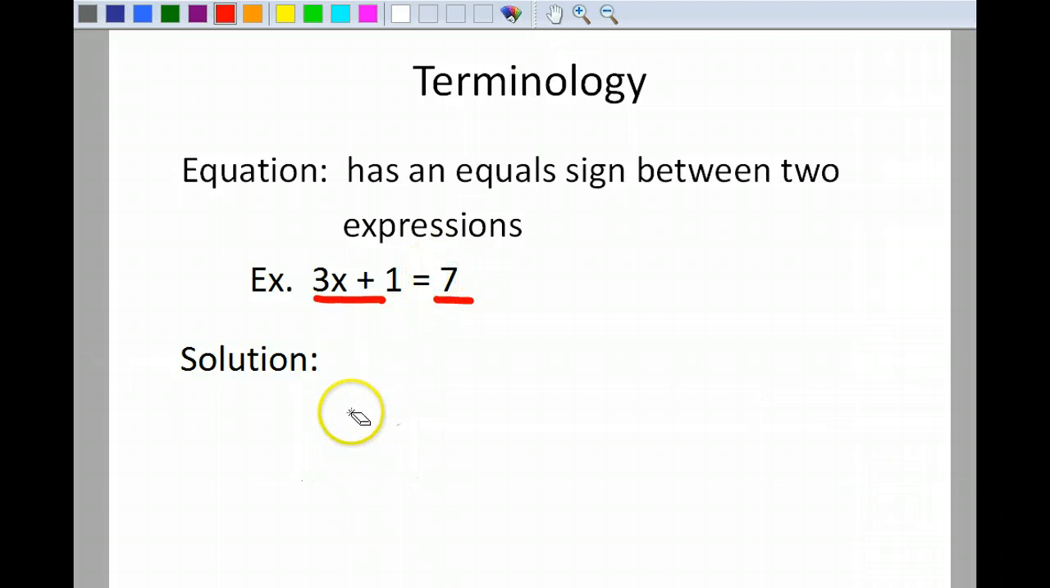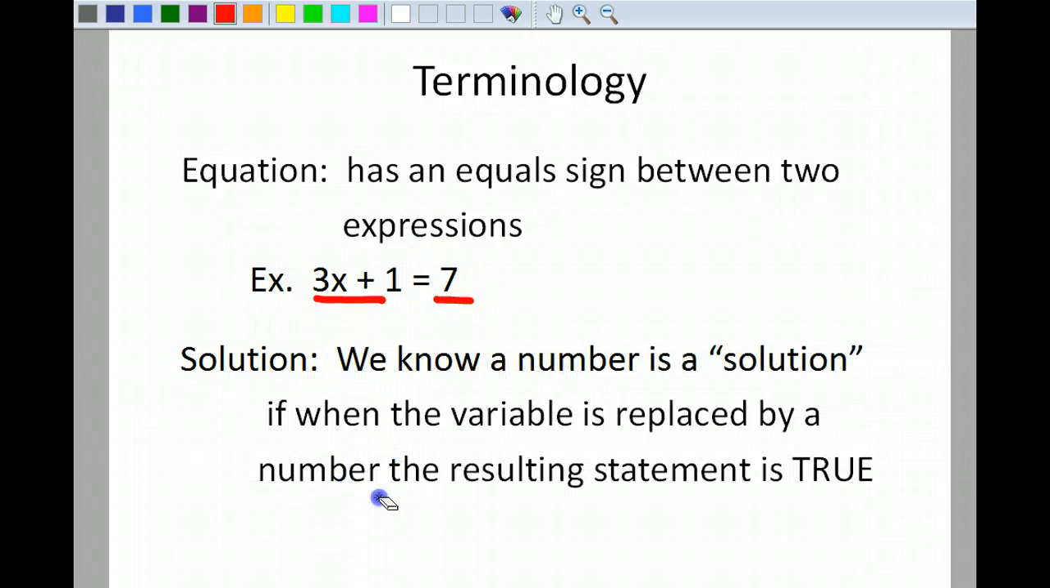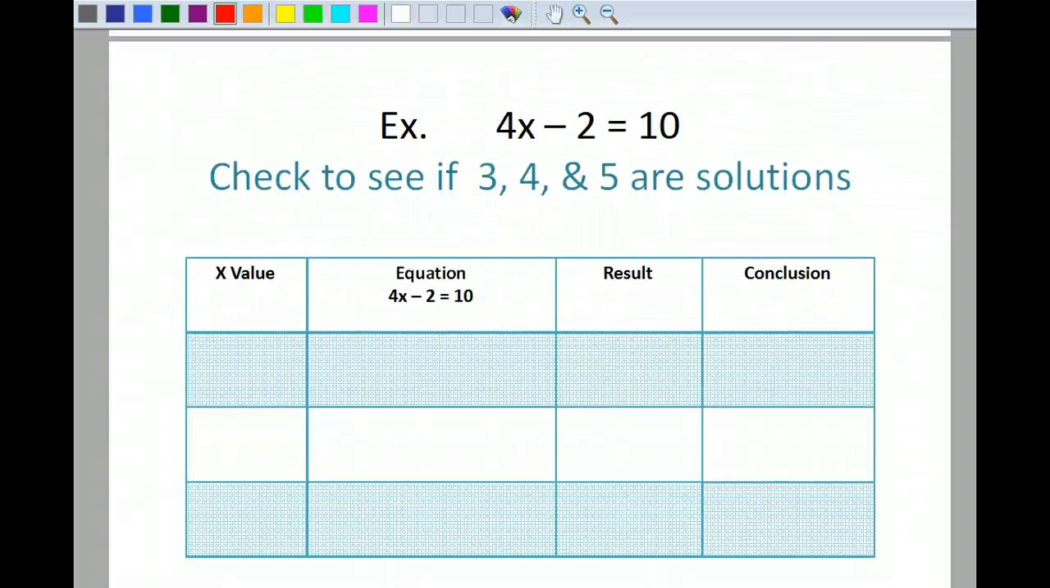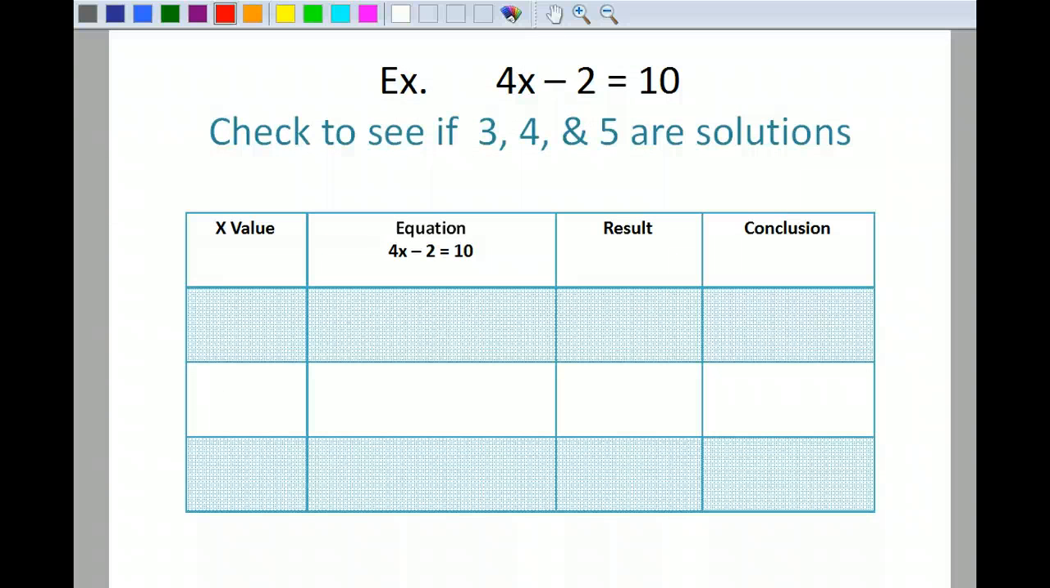Now let's talk about a solution. When we talk about a solution, a number is a solution if when the variable is replaced with the number, the resulting statement is true. So let's take a look at that. Now let's suppose we have the equation, because it has an equal sign, 4x minus 2 is equal to 10. And we want to check to see if 3, 4, and 5 are solutions.